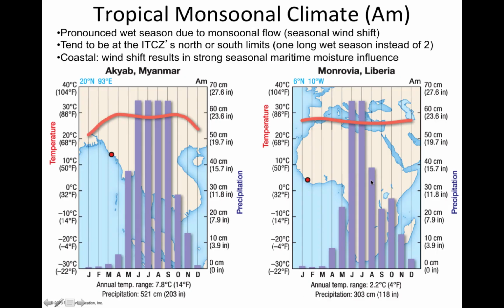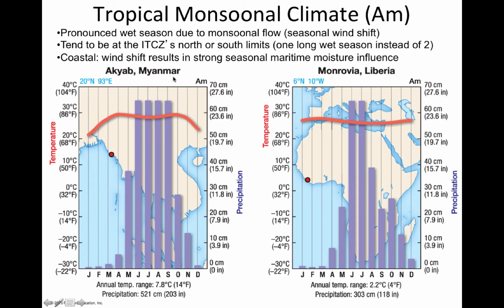These clouds help cool the forest, giving them less heat stress, and so they're kind of taking care of themselves, so to speak. Tropical monsoonal zone, Am, pronounced wet season due to the monsoonal flow. The monsoonal flow, again, is a seasonal wind shift. Typically, it means that during their warm season, air is rising over the land surface, bringing in nice, moist air off the ocean. A number of them tend to be at the ITCZ's north or south limits, which means that it kind of sits there for a long period of time with one long wet season instead of two kind of semi-distinct wet seasons if the ITCZ was passing over you more quickly.